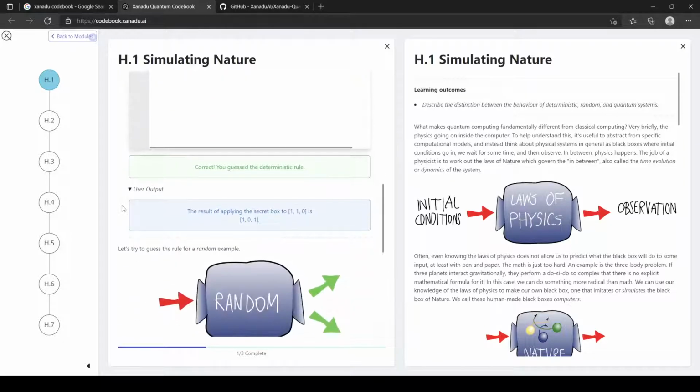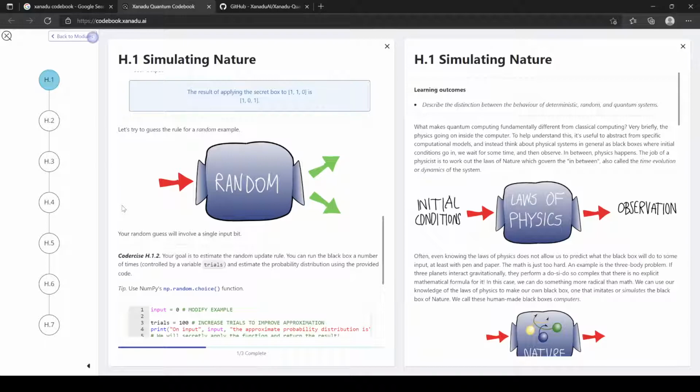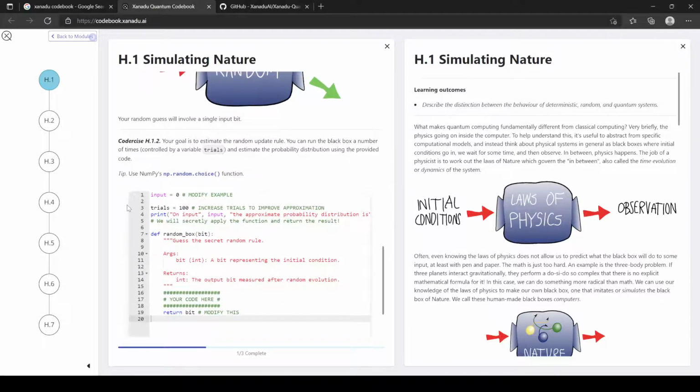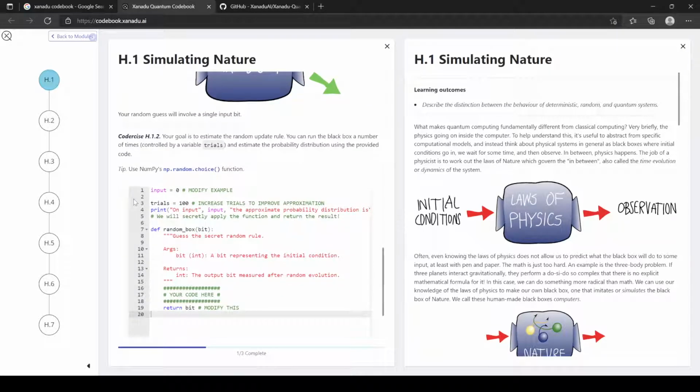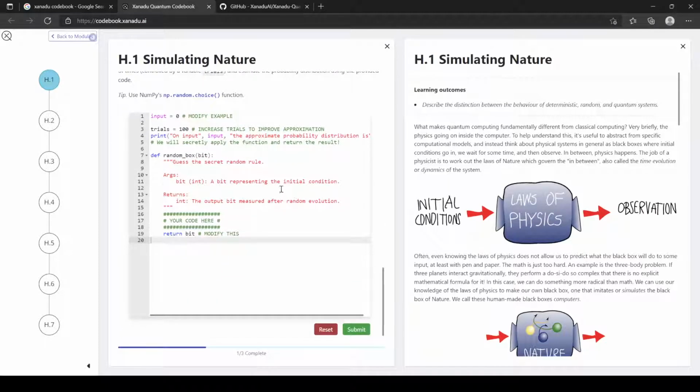But I got lucky on that one. Okay, now no one's gonna believe me, but that's okay. All right. Your goal is to estimate a random update rule. You can run probability distributions. Okay.